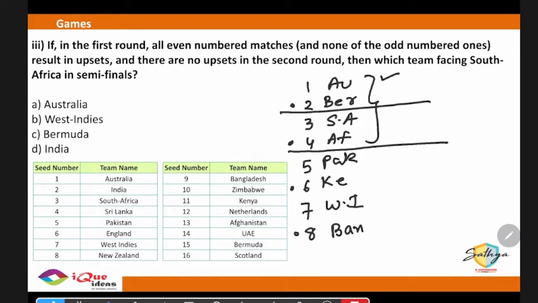No upset. Yes, it's not an upset. Correct. So ranking के हिसाब से बर्मुडा वर्सेस वेस्ट इंडीज में it is वेस्ट इंडीज which is going to win. Correct. So then साउथ अफ्रीका वर्सेस केनिया के अंदर साउथ अफ्रीका is going to win.